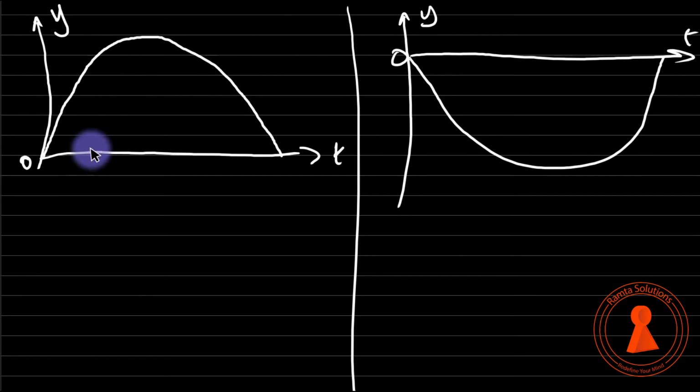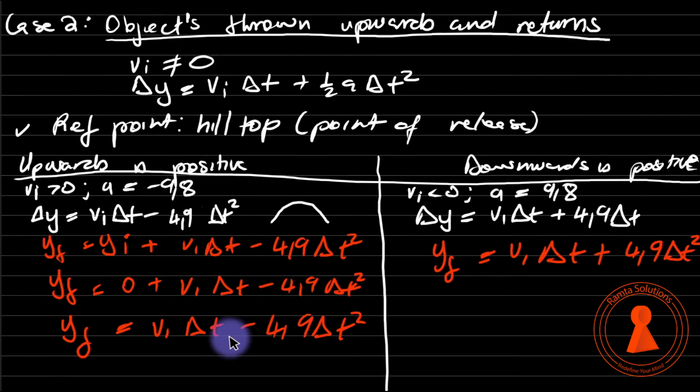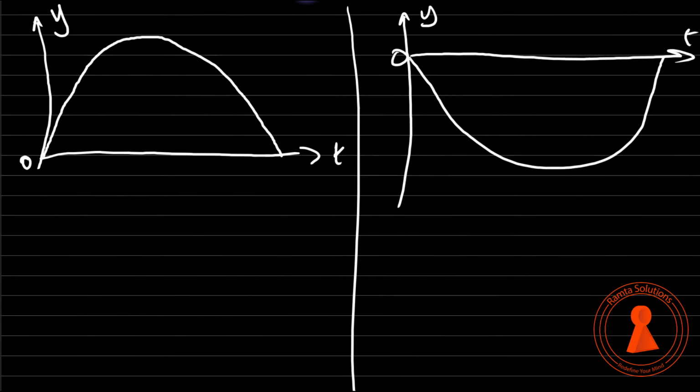Here, the object is thrown upwards. Initial velocity was not 0, so it's okay. I was right, initial velocity was not 0.